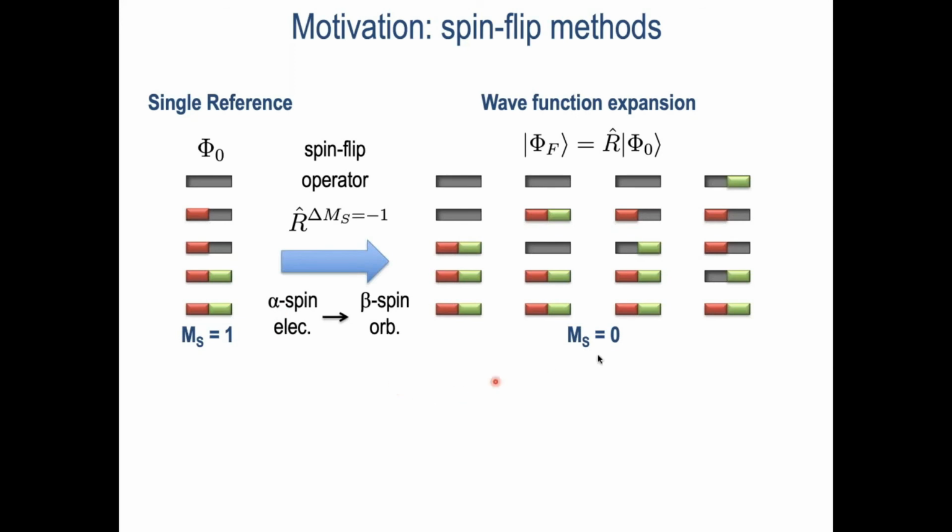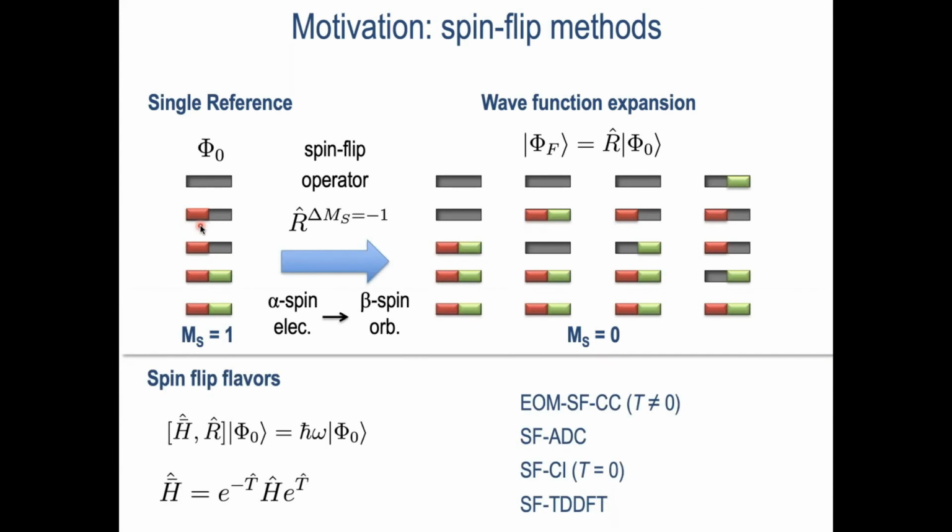Now, in this case, with the same number of alpha and beta electrons, so ms equals 0, where we have used the well-defined reference, we have plenty of these different methods that use a spin flip operator. And in Q-Chem, we can, for instance, apply a spin flip to equation of motion coupled cluster, or ADC, or CI, or even linear response time-dependent DFT.